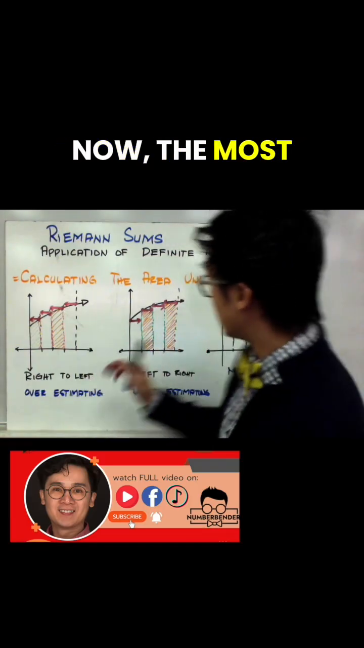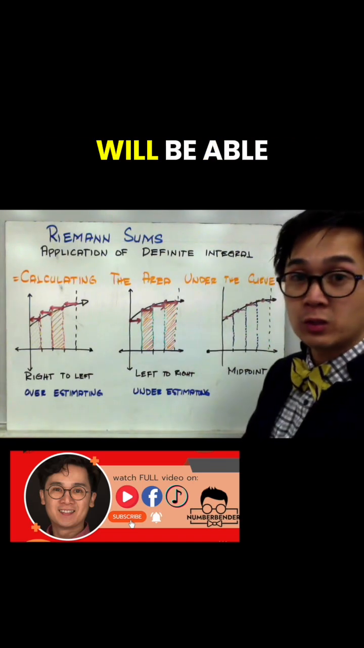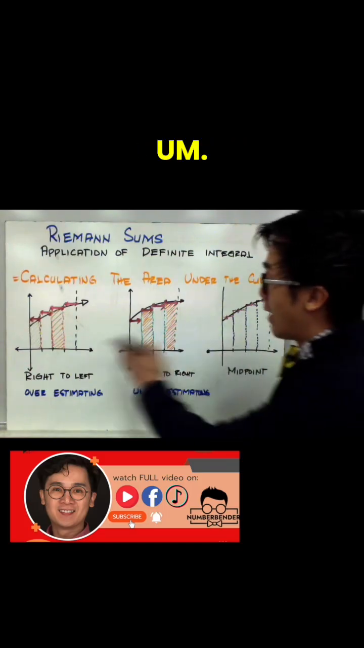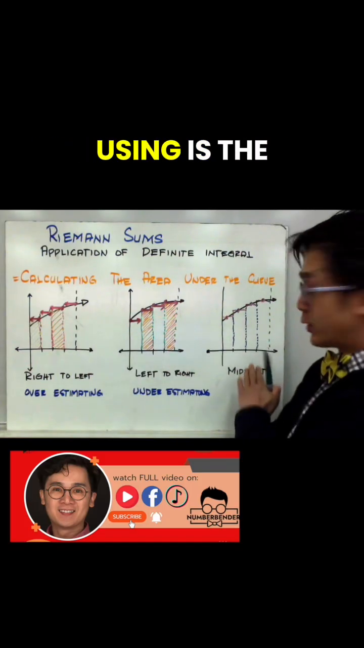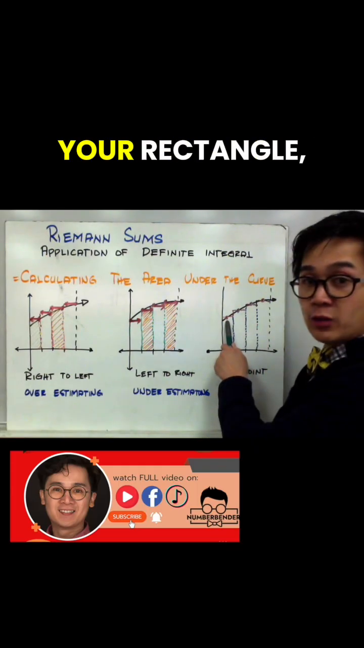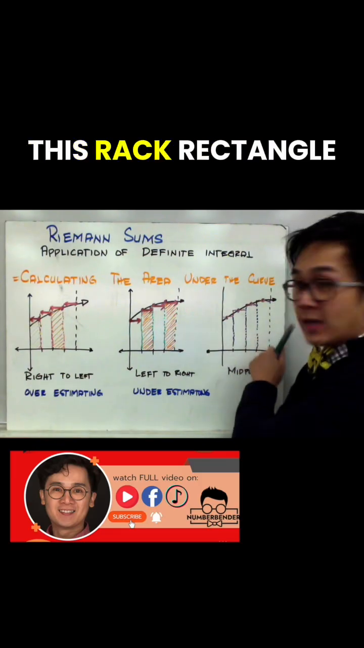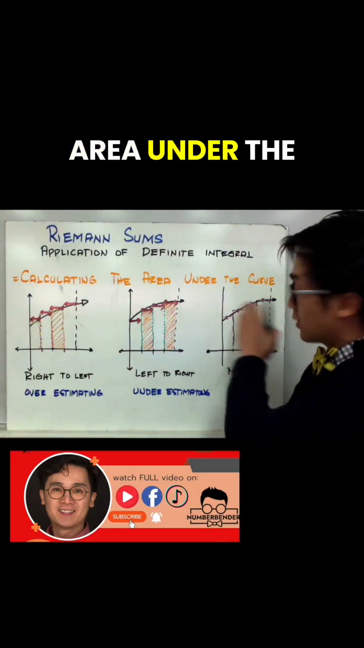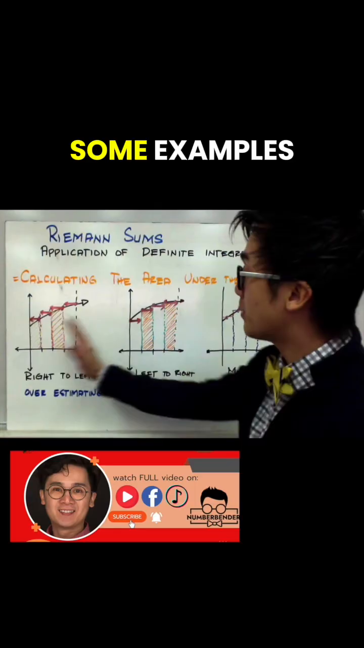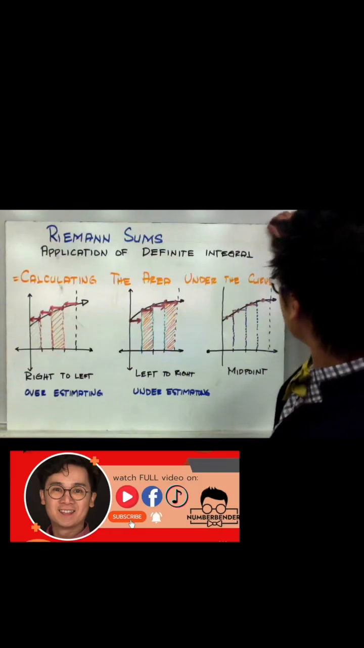The most accurate estimate among the three methods that we're using is the midpoint formula, because here we start at the middle of each rectangle and then find the area of each rectangle to approximate the area under the curve. And I'm going to show you some examples of how to use each method on one function.